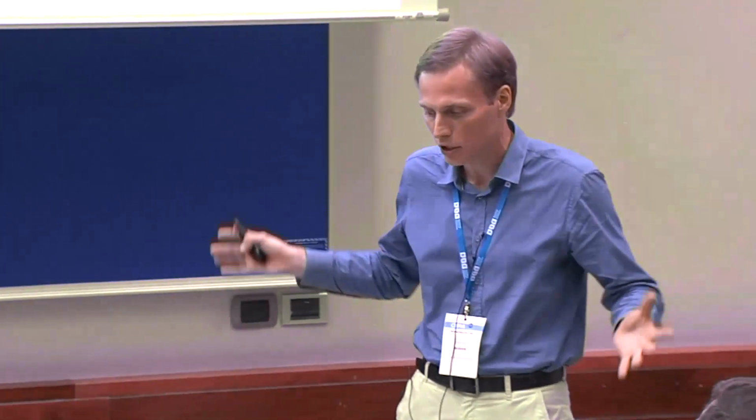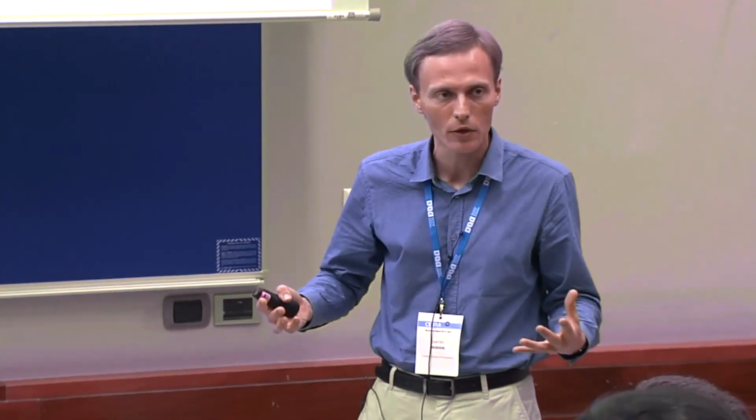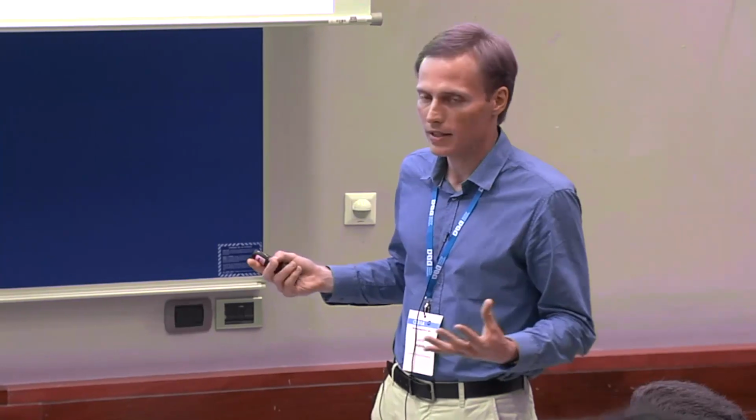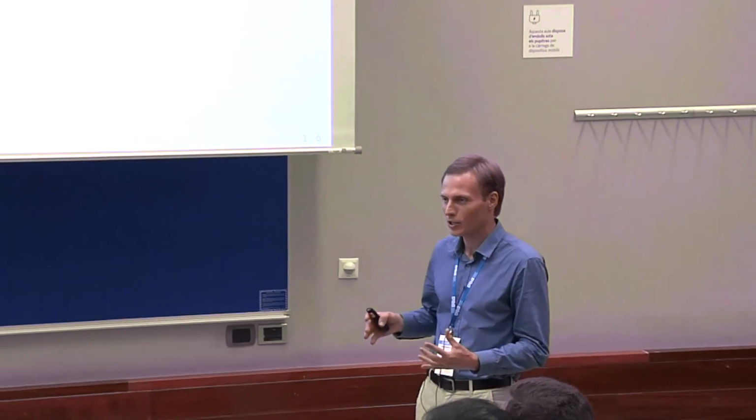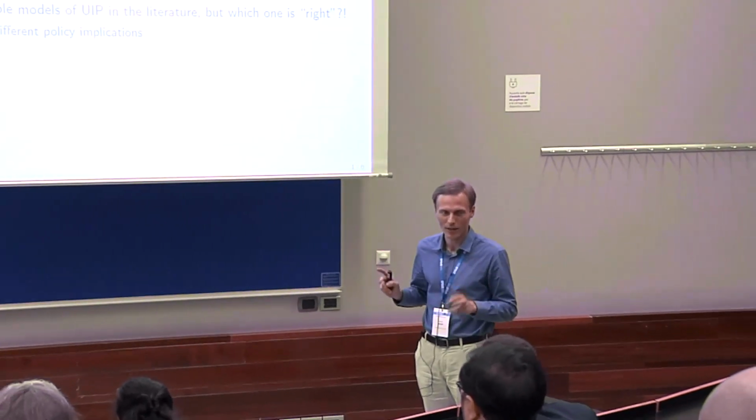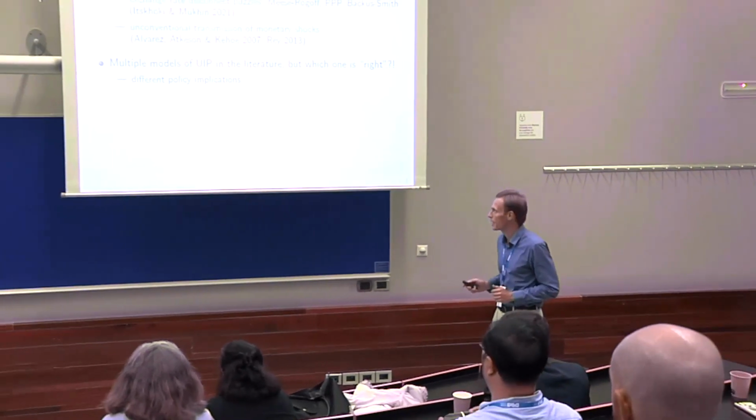There's a huge literature studying the implications of the UIP, but the question is where these deviations from the UIP come from. At some point, many years ago, there were just no models of UIP deviations. Now we have plenty of them. And the question is which one of them is correct? Which one of them is relevant for policy analysis?